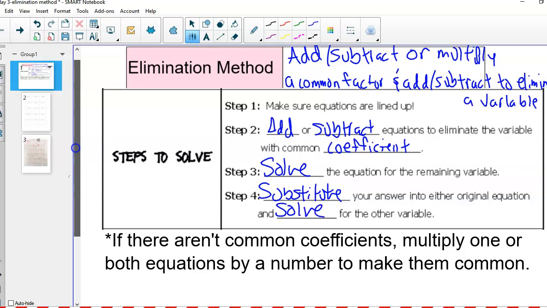That should seem a little familiar because a lot of those are what the substitution method said. But it is different. This sentence down here kind of goes along with what's written. If there aren't common coefficients, multiply one or both equations by a number to make them common. So, in general, to solve these, we're either adding our equations together, subtracting them, or if we can't do that at first, we're going to multiply one or both equations by some number so that we can add or subtract.